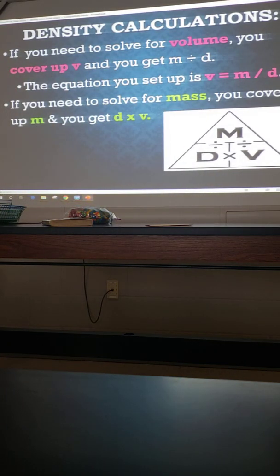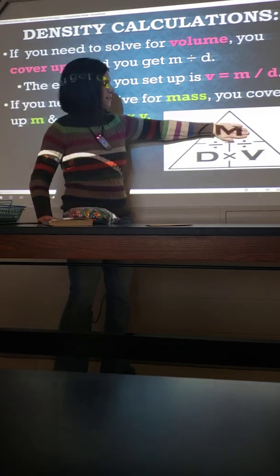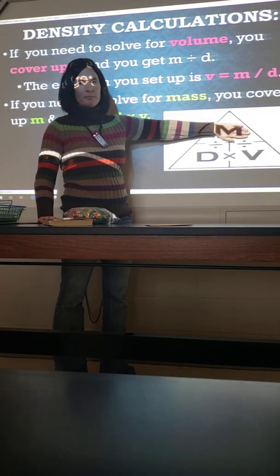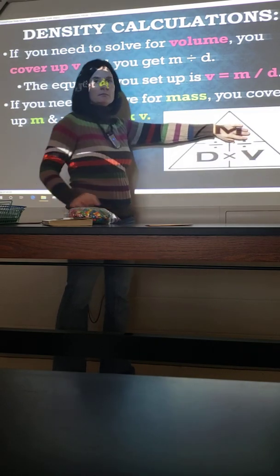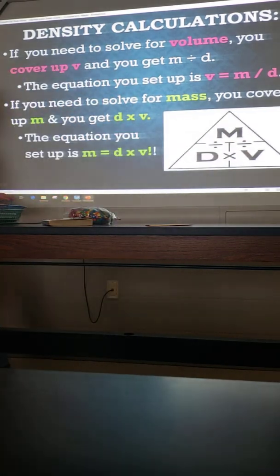So if you need to solve for mass, it works the same way. I still cover up mass, but now it's D times V. So I set it up like this: M equals D times V. So you don't need 3 separate equations. All you need is the one original density equation, and then using this triangle, we can rearrange. Make sense? It's pretty handy that way.